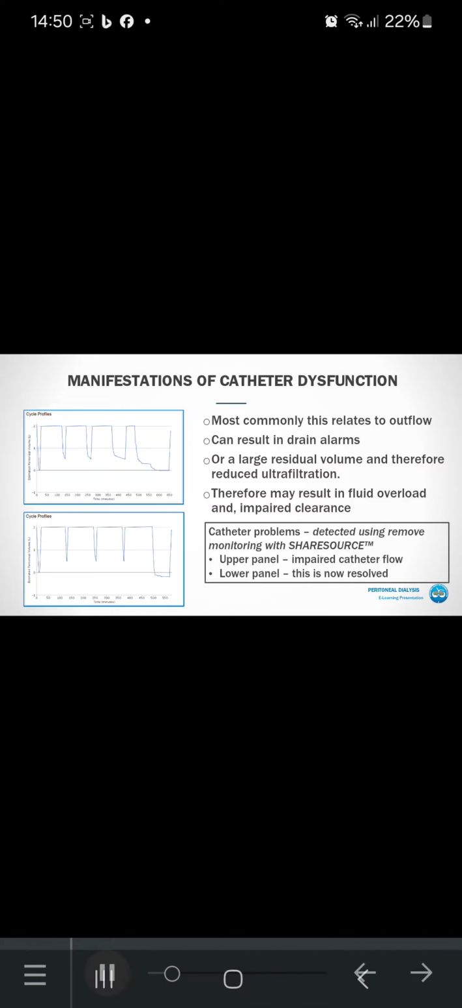So how does catheter dysfunction manifest? Most commonly this relates to outflow problems, although of course if the catheter is not working at all, then you can have problems with inflow as well. Commonly it manifests as drain alarms on APD. It leads to large residual volumes and reduced ultrafiltration, and that can result in fluid overload and impaired clearance. Indeed, large residual volumes can also increase intraperitoneal pressures and result in hernias and leaks.